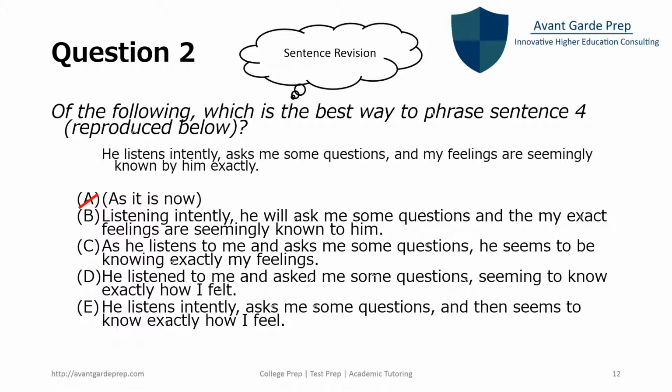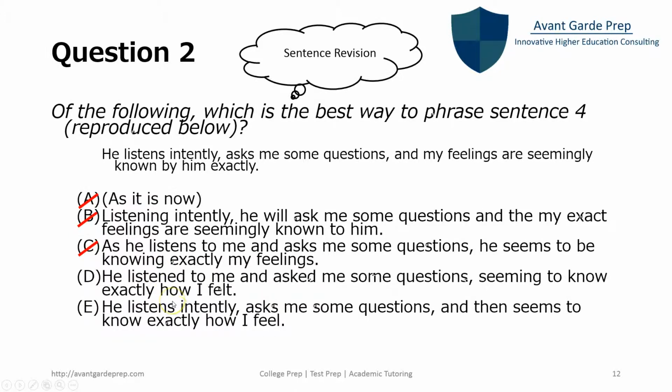B. Listening intently, he will ask me some questions, and my exact feelings are seemingly known to him. This doesn't work. It has an awkward shift from the subject of the sentence, from the father to the child's feelings. We want to keep the subject the same for parallelism, so B's out. C. As he listens to me and asks me some questions, he seems to be knowing exactly my feelings. This doesn't work because there's an improper verb form. To know, we would want to use instead of to be knowing. To be knowing doesn't make sense. He seems to know. So C's out.